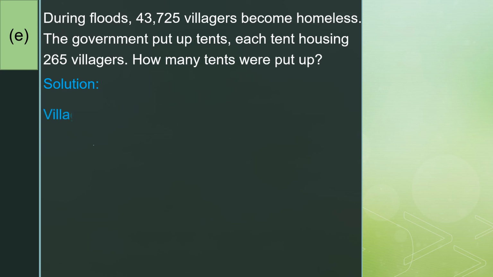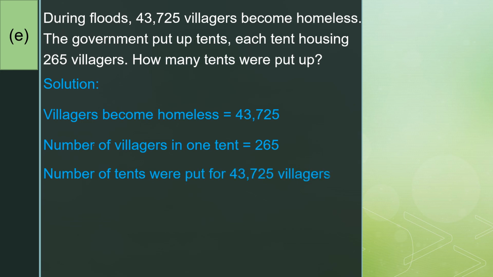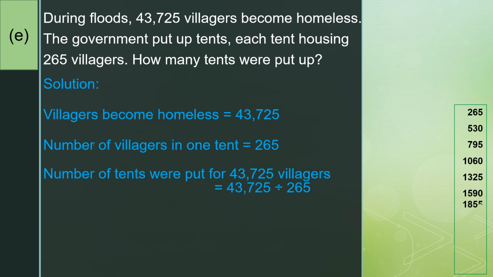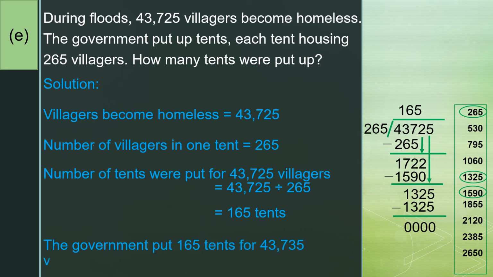So the first statement is villagers who became homeless is equal to 43,725. And the second statement is number of villagers in one tent is equal to 265. And the third statement is number of tents put up for 43,725 villagers is equal to 43,725 divided by 265. Now divide. Again, pause the video and do the division on your own and check the answer. And the answer is 165 tents. And the last statement is the government put up 165 tents for 43,725 villagers.